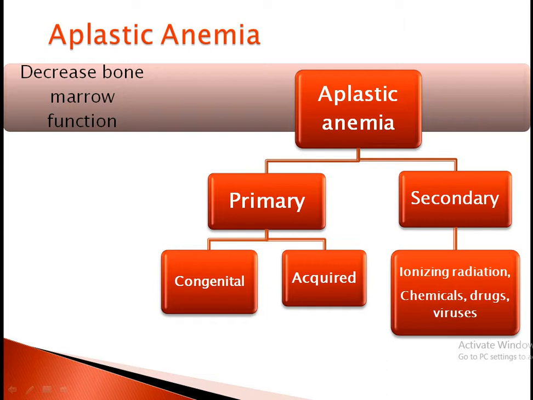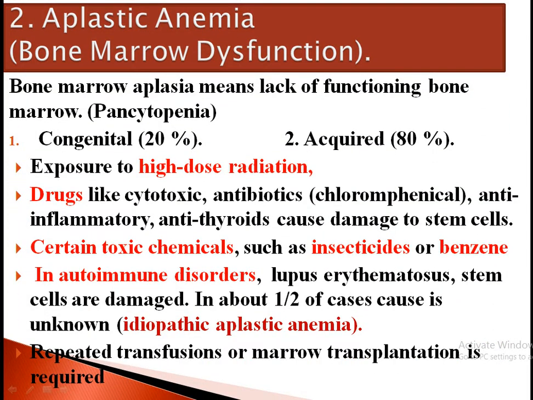Secondary means that the initial or primary cause is something else and it is leading to the disease, that is aplastic anemia. So due to different types of the chemicals, drugs, viruses, that is the initial or primary cause and it is going to affect the bone marrow that causes the aplastic anemia. Bone marrow aplasia means lack of functioning bone marrow.